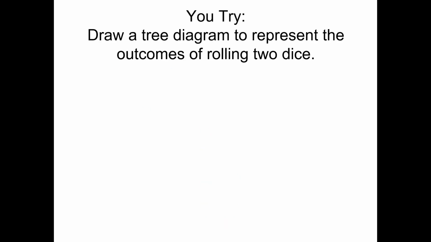Now I want you to try drawing a tree diagram to represent the outcomes of rolling 2 dice. You should already have this in your notes from today in class. But if you missed this in class today or were absent, then you can certainly try doing it again and you'll have completed notes now that you're watching the video.